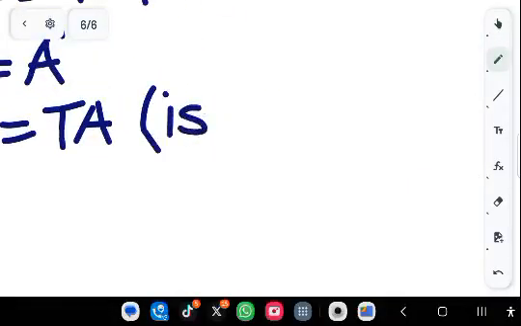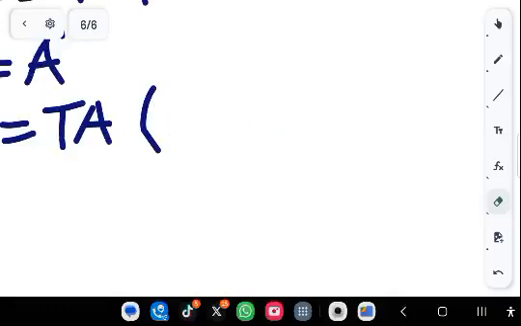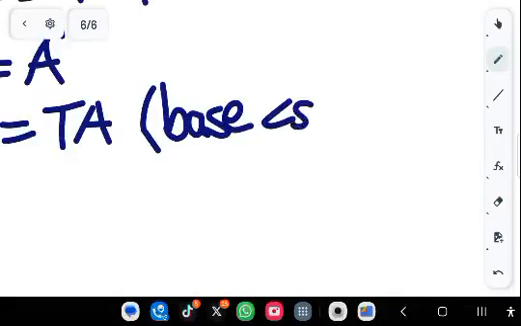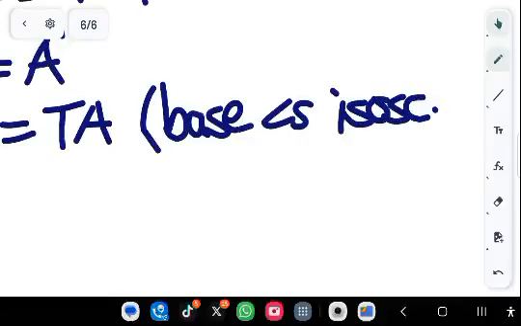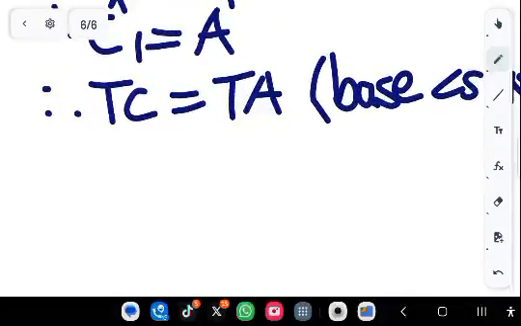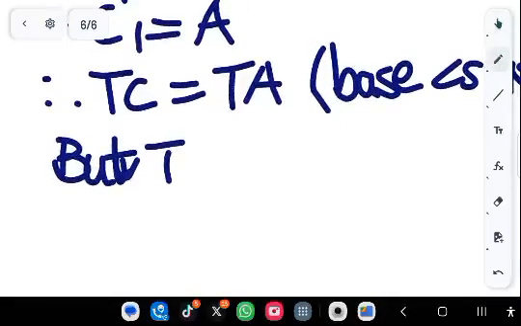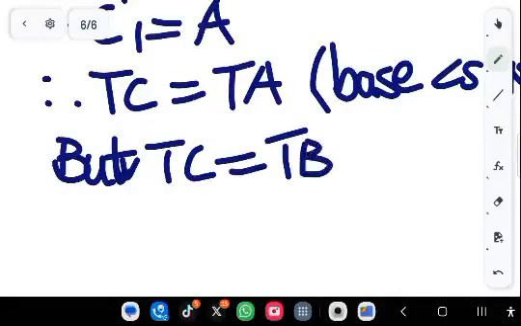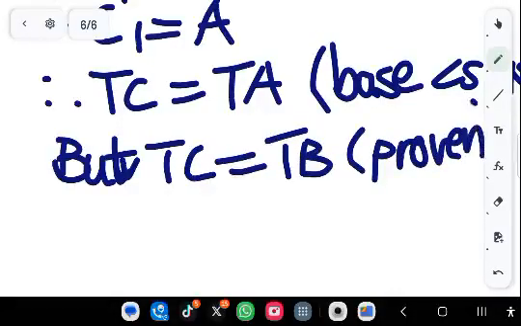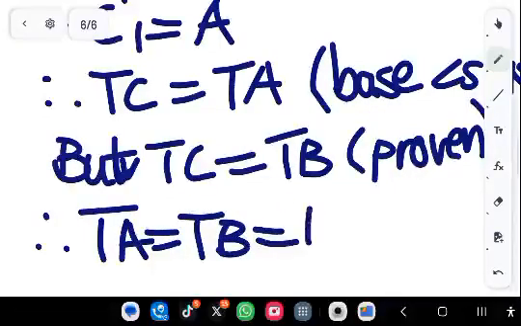The reason is that base angles of an isosceles triangle are equal. But TC already equals TB, and that is proven. Meaning that TA equals TB equals TC.